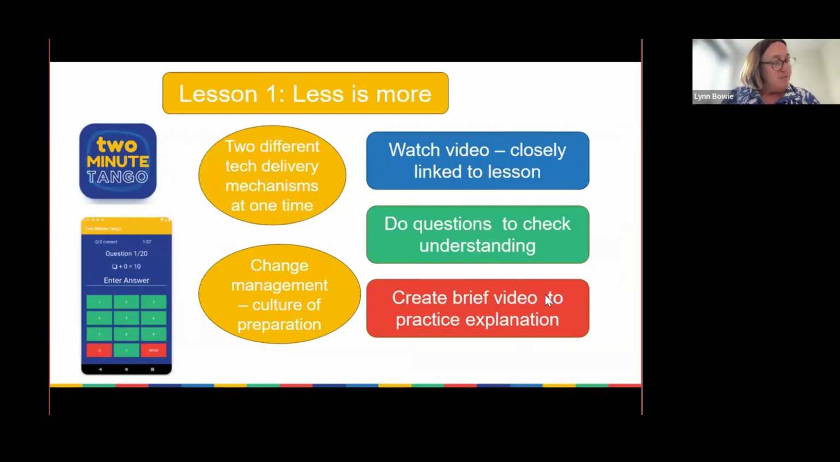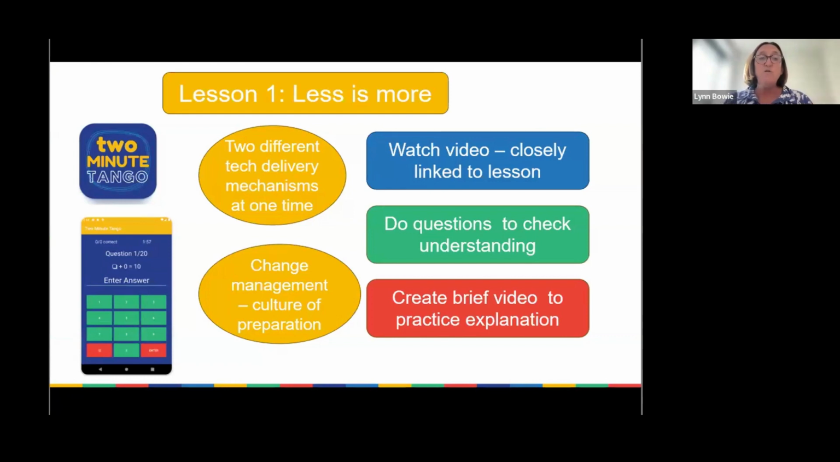I'm going to just give you some lessons we've learned as we go. And the first is less is more. We'd had great ambitions in the beginning about how we were going to get them to improve their own knowledge through running through our 2-Minute Tango app, and we were going to have them upload a video every week, etc. And it was clear that 2 different tech delivery mechanisms at one time was far too much. It was, let's just focus on the WhatsApp course for now.